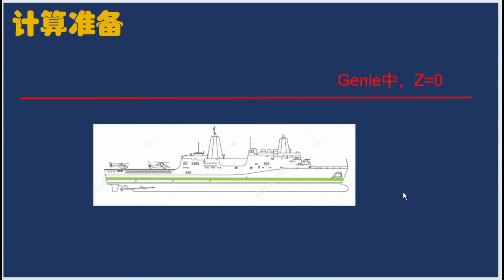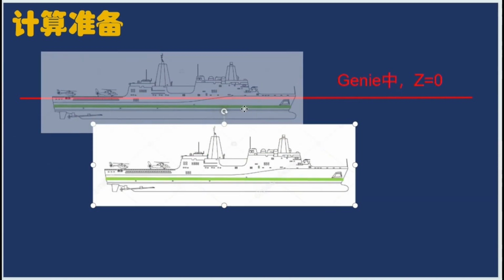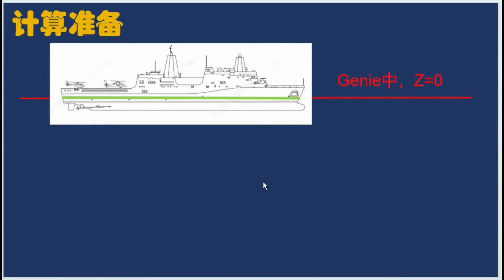Because the hydrostatic calculation coordinate system is based on the coordinate system you imported, projected onto the water surface. So, if you make the waterline here coincide with Z equals 0 here, then the two coordinate systems will be the same, because it's just projected onto itself.